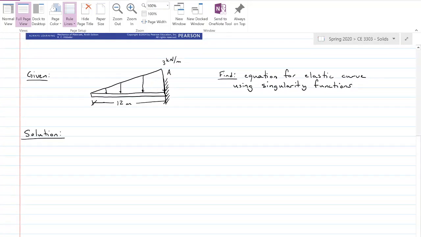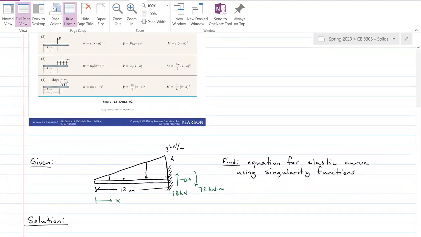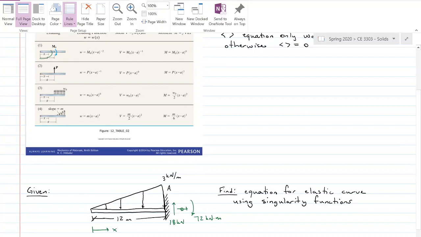Solution, as always, is going to start with reactions, and I've already solved for the reactions. My vertical reaction at A is 18 kilonewtons, my horizontal reaction at A is 0, and my moment is clockwise with 72 kilonewton meters. I'm going to set the origin of the coordinates at the far left, just like the picture up here. All those x's are measured from the left.